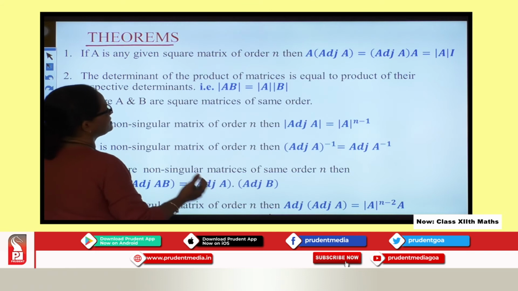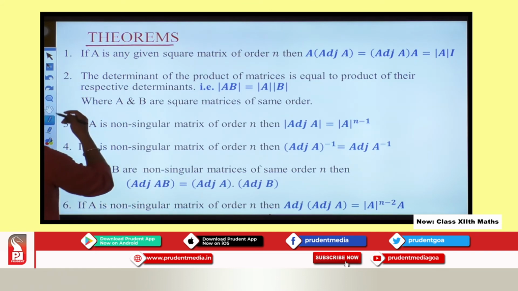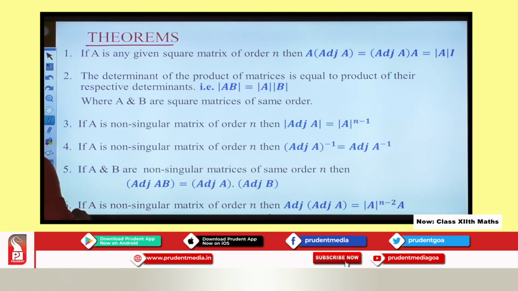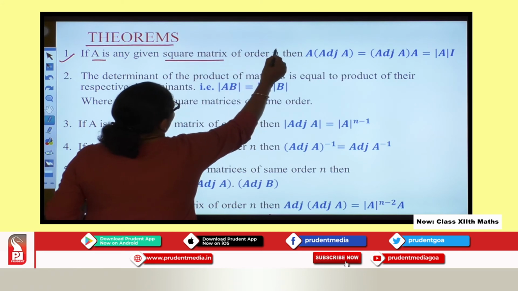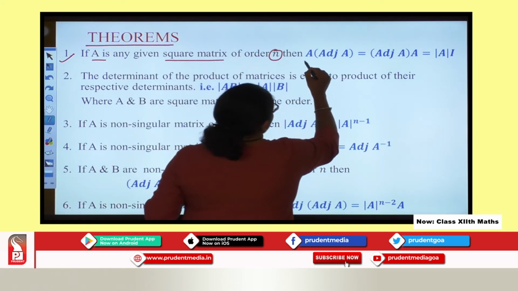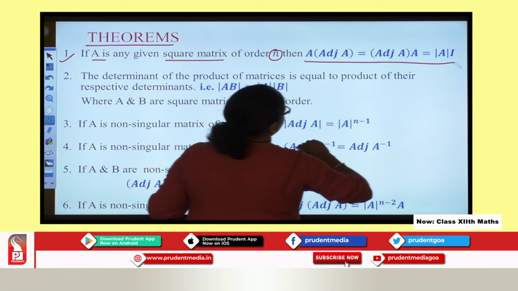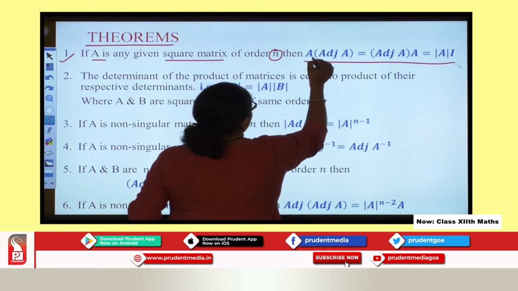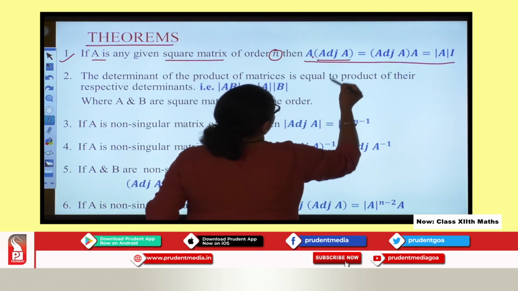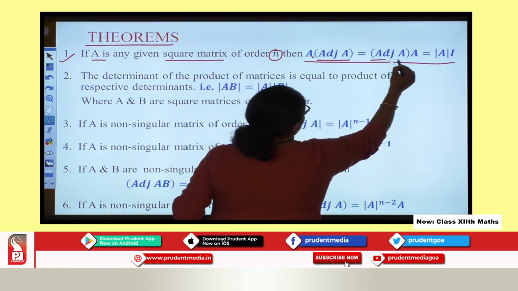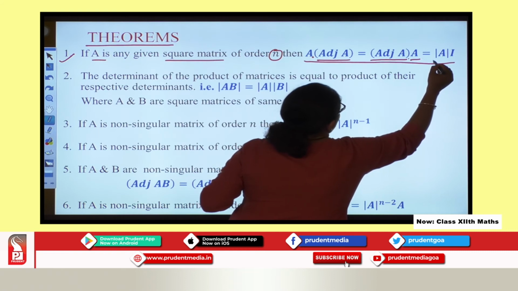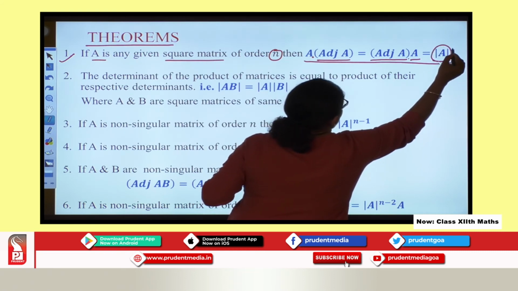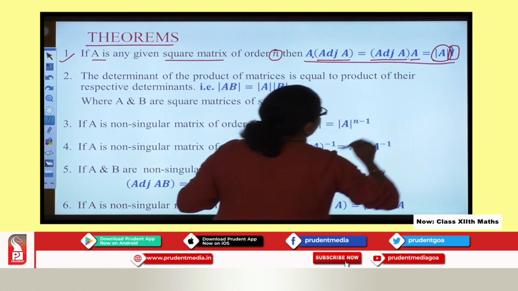You can get these for MCQ. Okay, so you can have a look at this. Here the first theorem says, if matrix A is any square matrix of order n, then this is getting satisfied. So basically the matrix A into the adjoint of A is equal to adjoint of A into matrix A, which is nothing but the determinant value into your identity matrix.